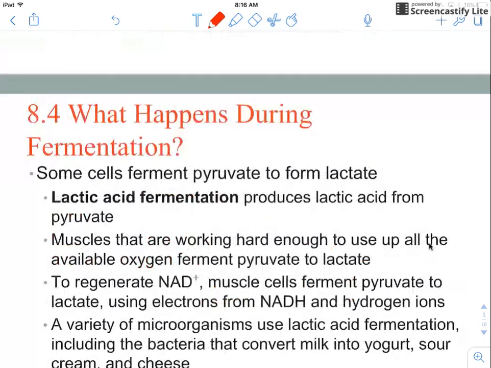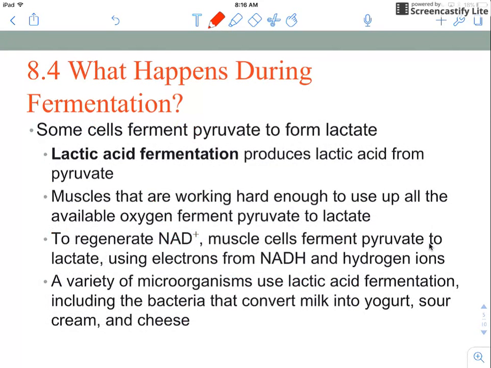So let's get into lactic acid fermentation. At the end of glycolysis, you have, of course, pyruvate. I believe it's 2 molecules of pyruvate. If there is no oxygen, those pyruvate will go into lactic acid fermentation. And of course, shockingly enough, lactic acid fermentation produces lactic acid from pyruvate.